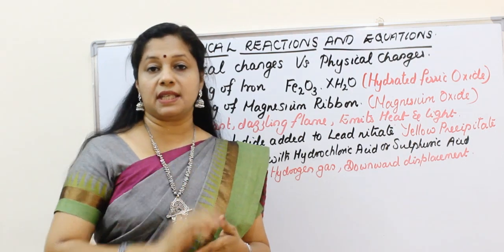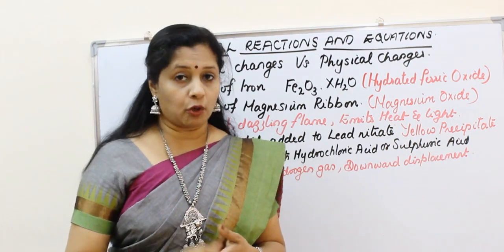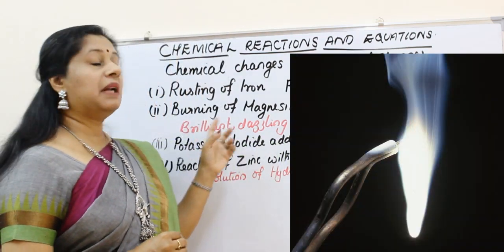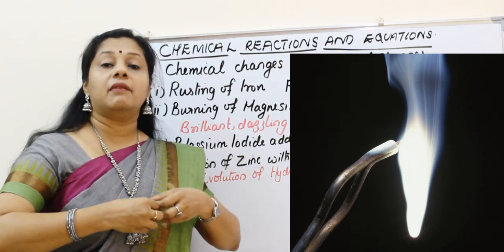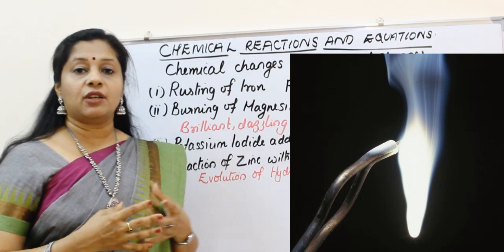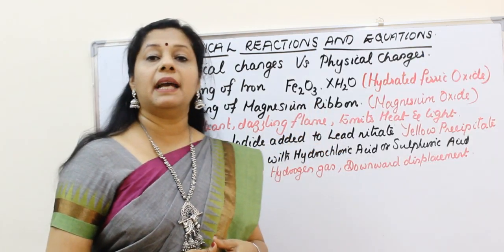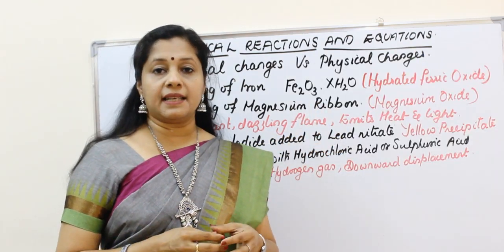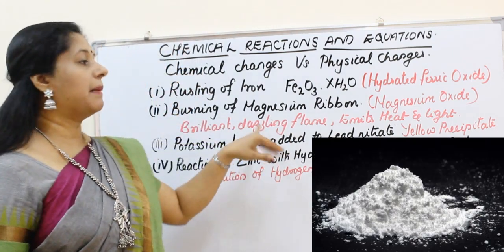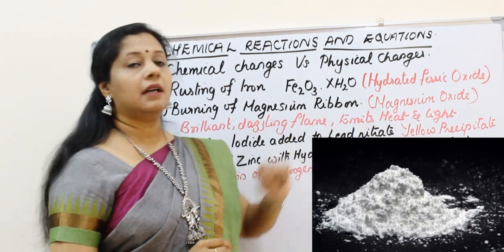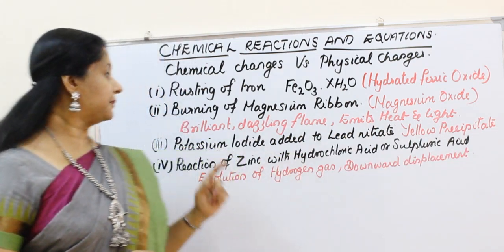Now we have to show it in a flame. What will you observe? You will see a brilliant dazzling flame. This magnesium ribbon burns in the fire with a brilliant dazzling flame, and also heat and light will be emitted. At the end, this ribbon will turn into a powder. That powder is called magnesium oxide. That's the product that we are getting.